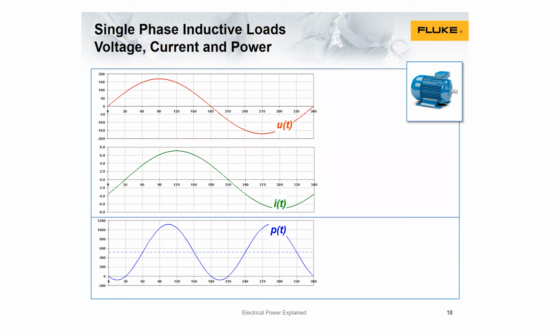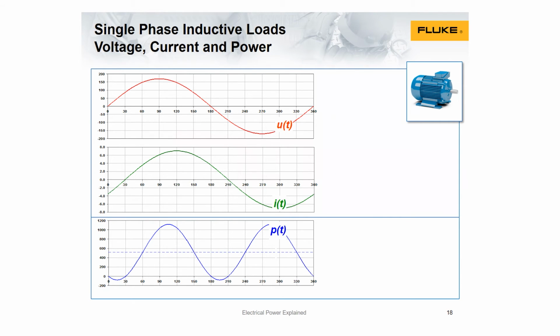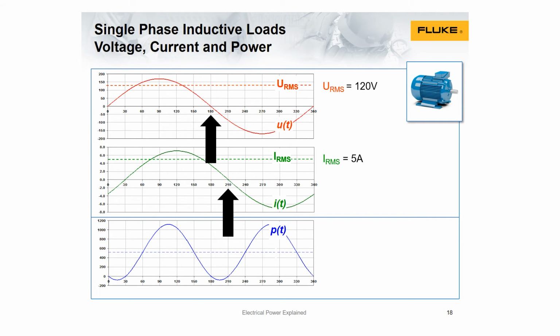Inductive loads, voltage, current, and power. We now again draw the voltage, top graph, current, center graph, and power, bottom graph. Voltage and current. We have the same RMS value of 120 volt as before. We again have a current of 5 amp, but this time, notice the phase shift of minus 30 degrees between voltage and current. Minus because IT lags behind UT. It reaches its first zero crossing 30 degrees after the first zero crossing of UT.